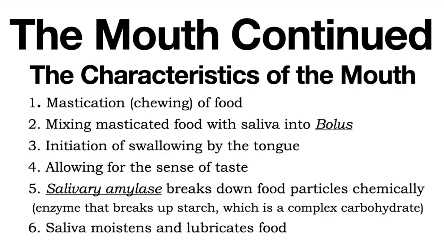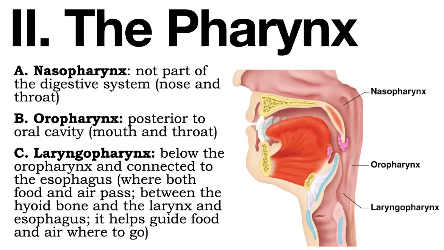Some of these terms regarding what mastication or chewing is, what the bolus is, that ball of food that has saliva, and the saliva not only starts breaking down the sugar because of the salivary amylase, but it provides a lubricant to allow the food to smoothly go down the esophagus. Then we move into the pharynx, which is the throat.